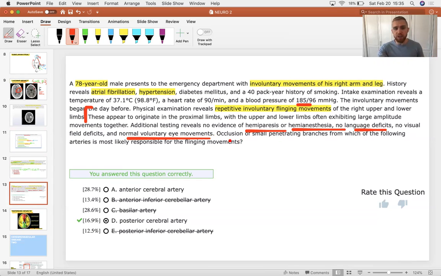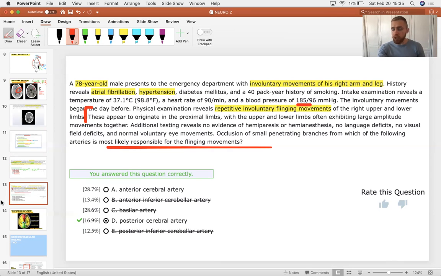That question is occlusion of which artery is responsible for the flinging movements. And so then they give you ACA, ICA, basilar, PICA, and PCA. And this question requires you to understand that the perforating branches to the thalamus come from the posterior cerebral artery. The anterior cerebral goes front, anterior, and then it goes up and back down the middle. So you're not getting anywhere near the thalamus with the ACA distribution. ICA and PICA are both brainstem. Same with the basilar. That just gives off the ICA and PICA, so you're left with the PCA.